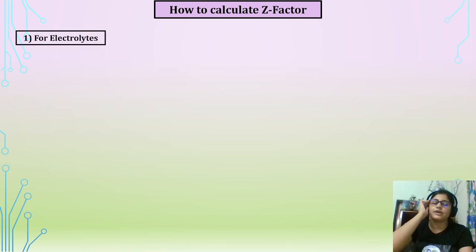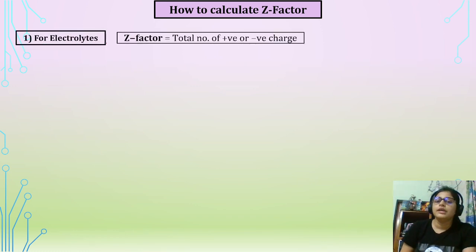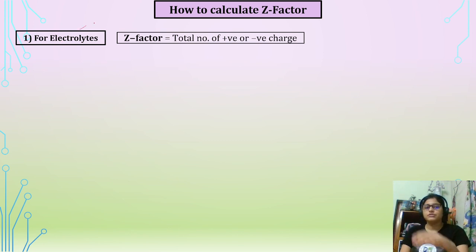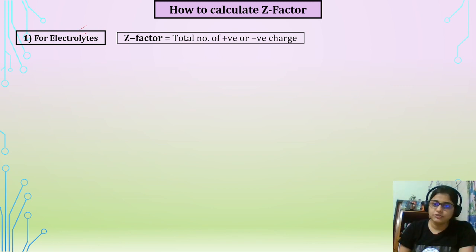So we have to have the idea about how we can calculate the z factor also. Okay. So how to calculate z factor? For electrolytes, let's say NaCl, strong electrolytes mean salts whose components in the solution can dissociate into ions. So for electrolytes, Z factor is equal to the total number of positive or negative charge. We have to calculate the total number of positive charge or the negative charge.